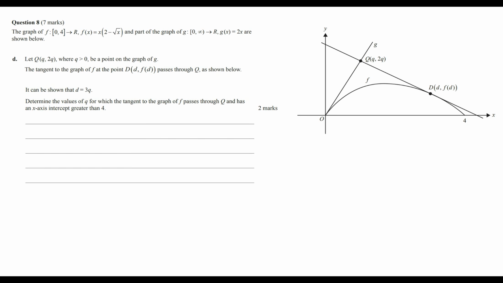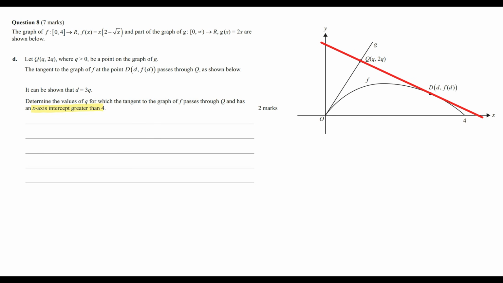The key information to note here is that the tangent to the graph of f has to have an x-intercept greater than 4. This can only happen if the tangent is going to be in the negative direction. In other words, the slope of the tangent line is decreasing.